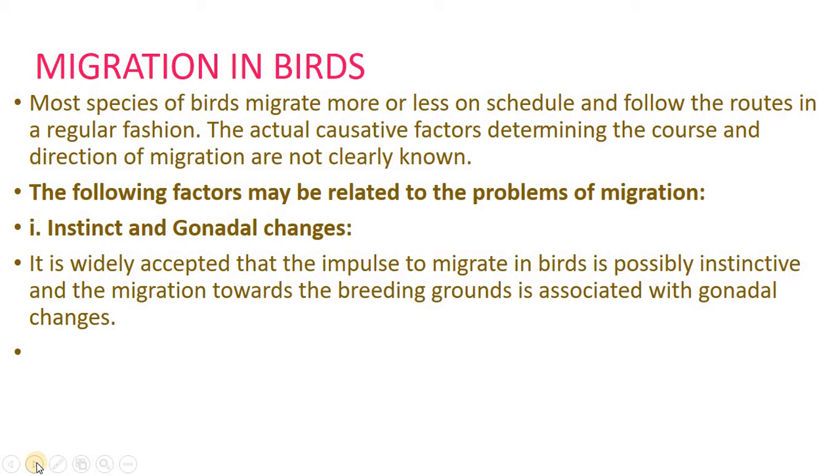Say, migration of these birds; causes for migration of birds. So there are so many causes for migration of birds. So here are some of the factors which are influencing the migration. First is instinct and gonadal changes. Now here the gonad development forces the animals to move from place to place. So that is the gonadal changes, the changes in the gonads, particularly the hormonal levels, particularly the estrogen and progesterone. Then instinct refers to the innate character. So the birds have the innate property to migrate from place to place.